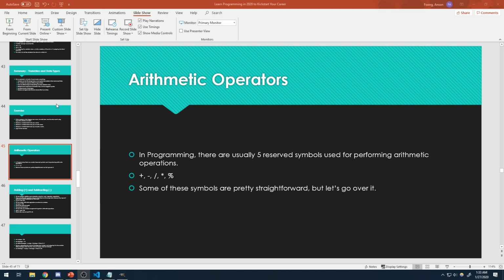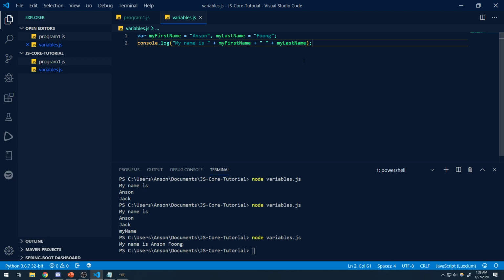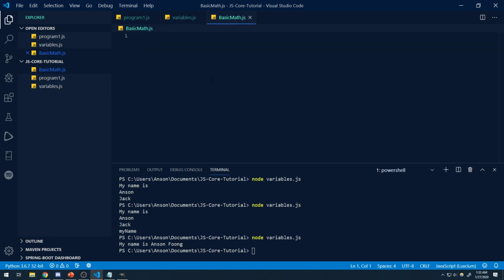Okay, so I'm going to go back to my text editor, and this is just where we left off. I'm zooming in a little bit so you guys can see the text a lot better, for those who are on small devices or small resolution screens. As I mentioned before, there comes a point where you're going to need to do some basic arithmetic. So let me go ahead and create a new file real quick. Let's just call this basicmath.js.